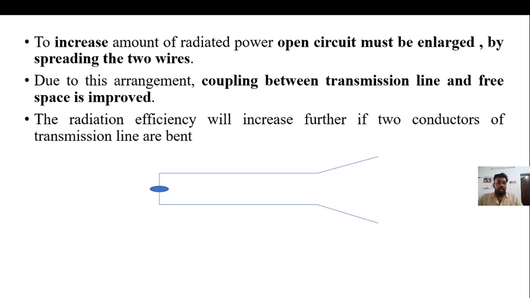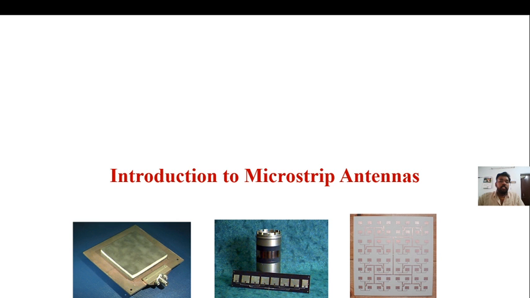Because of this enlargement, the coupling between the transmission line and the free space will be improved, and as a result the radiation efficiency will be increased, right? So now we are slowly moving into the microstrip antenna.